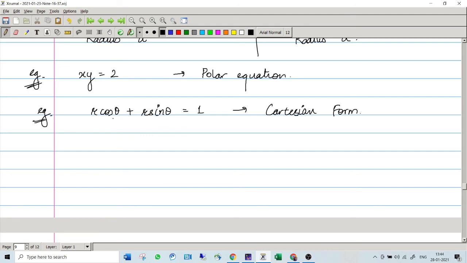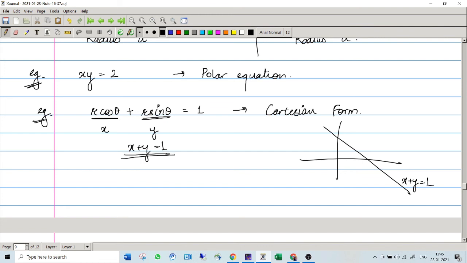So can you tell me what would be the Cartesian form of this particular equation? x plus y is equal to 1. And what sort of graph will this be? A straight line with intercepts 1 and 1. Absolutely. So it'll be something like this, x plus y equal to 1. Because you can see x was r cos theta, so this becomes x, and because y was r sin theta, it becomes y. So you have x plus y equal to 1, which is precisely a line having intercepts at 1 comma 0 and 0 comma 1.